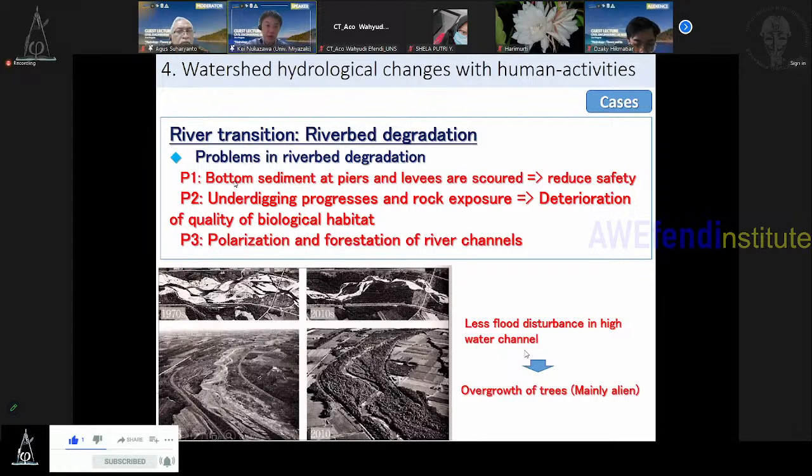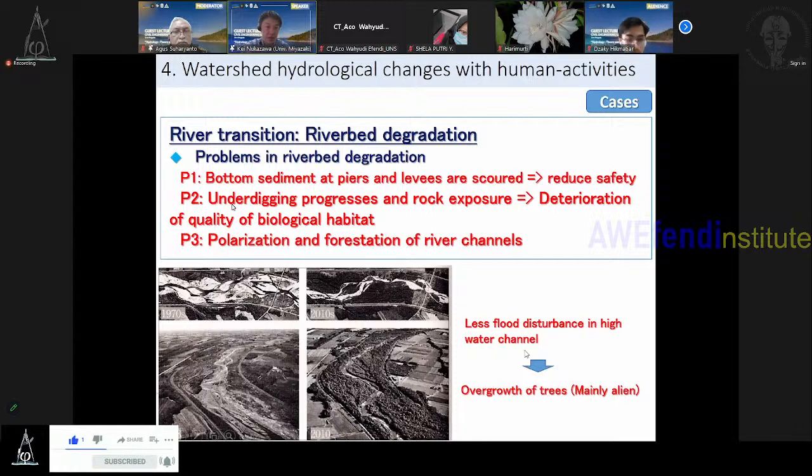The first problem is that bottom sediment around artificial structures disappears. It may affect structures such as piers of bridges and levees negatively. These structures are designed based on a sufficient amount of sediment. So if sediment decreases due to riverbed degradation, it is bad for such structures.